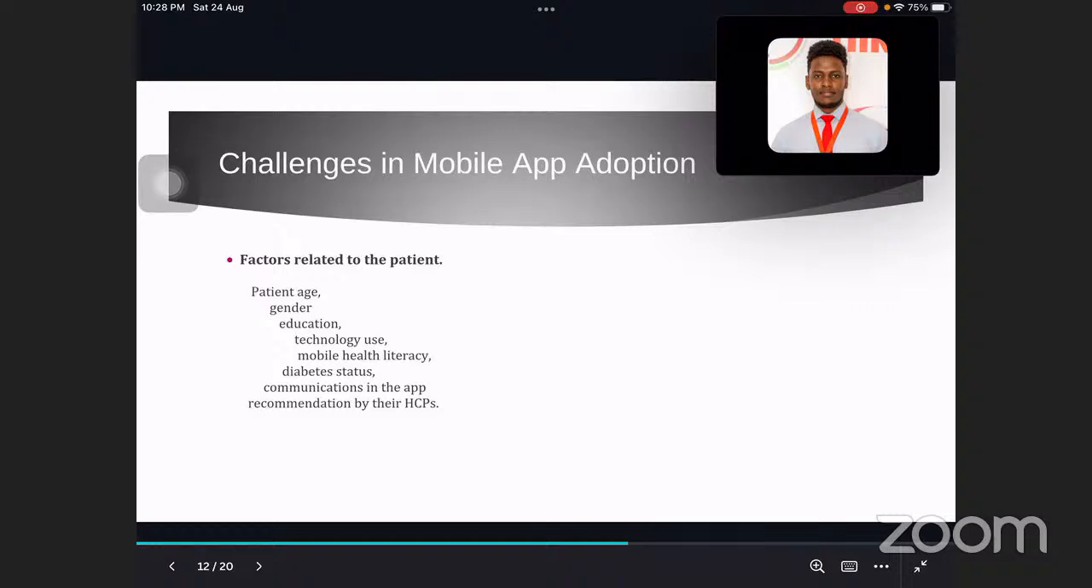Communication in the app: apps that provide real-time communication with the healthcare providers are preferred by patients more than other types of applications. And finally, recommendation by their healthcare providers. The patient will likely adopt or use the mobile application if it is recommended by their healthcare providers.